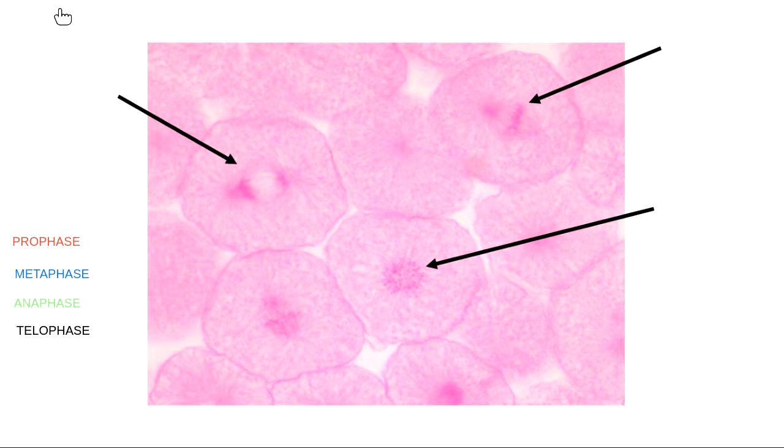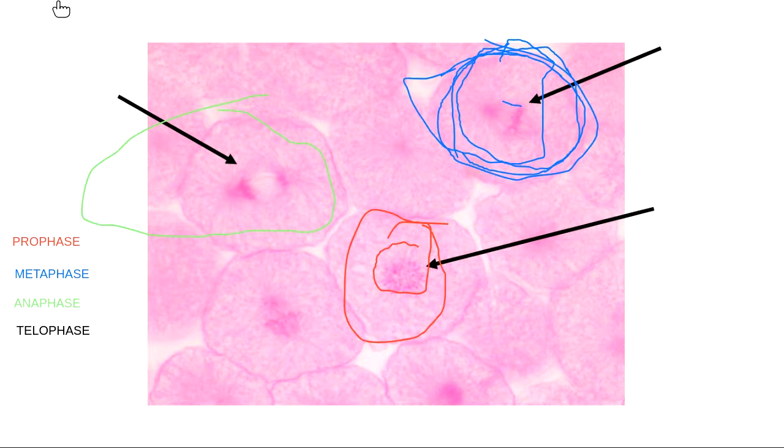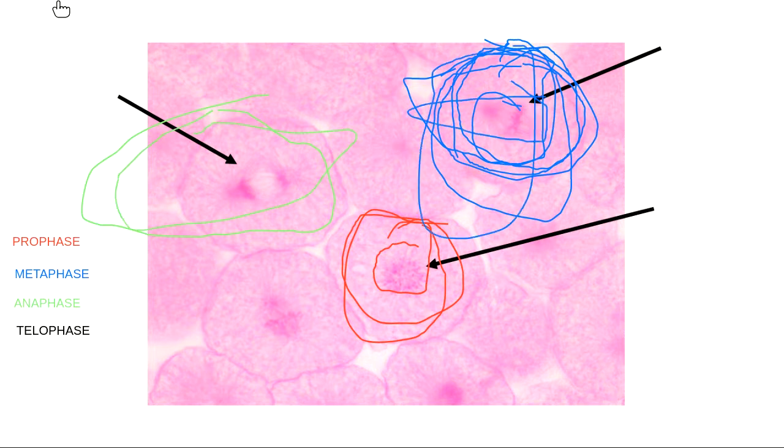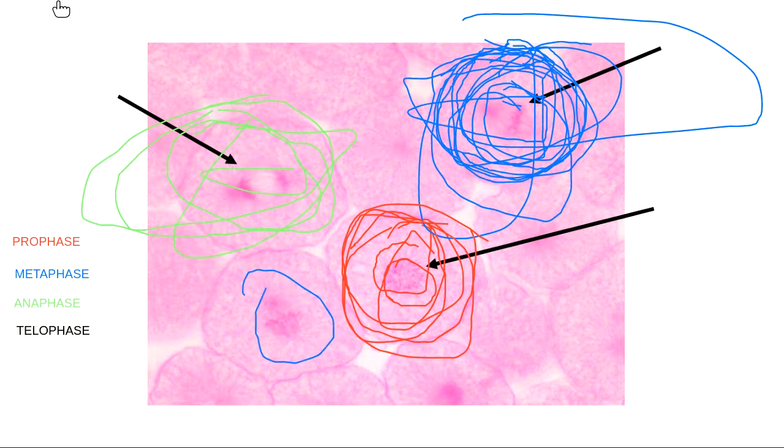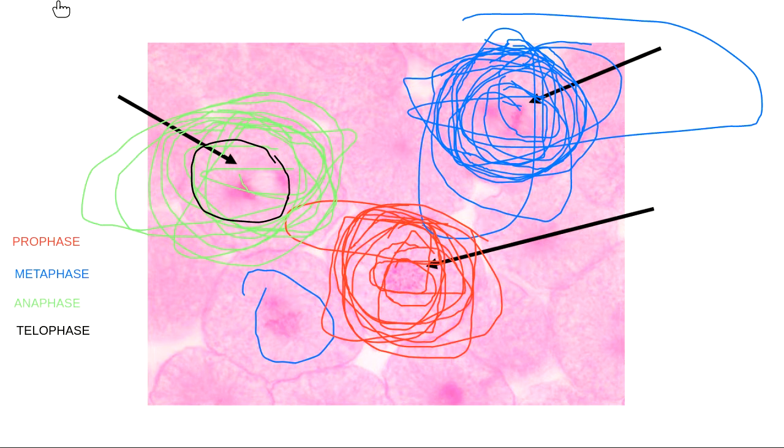So everybody go ahead and grab your pencil. It's completely anonymous. Pick your correct color, and then let's go circle some cells that we see in these phases of mitosis. Let's see if we can find our phases of mitosis. I like it. Look at how beautiful our artwork is.